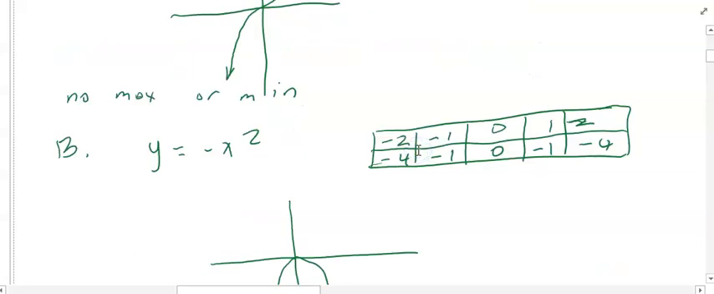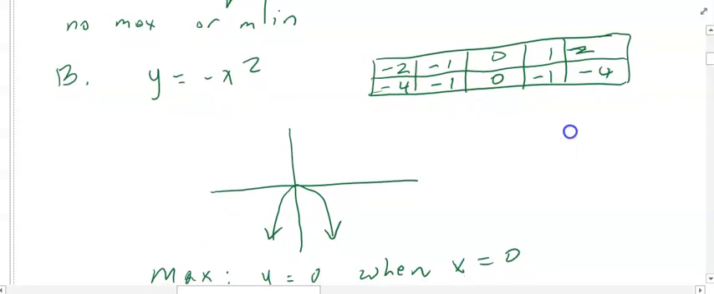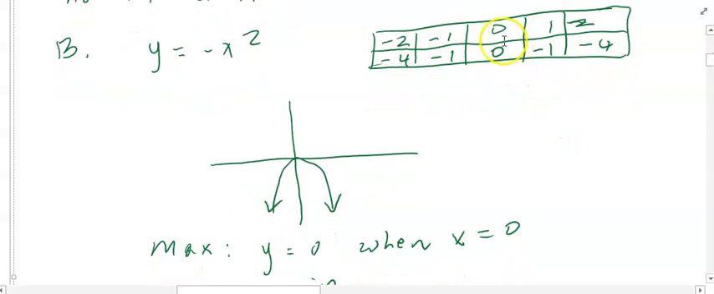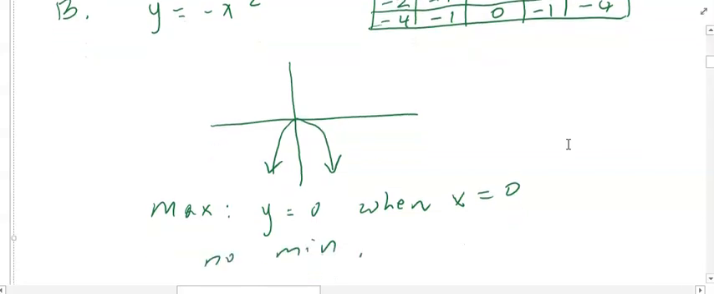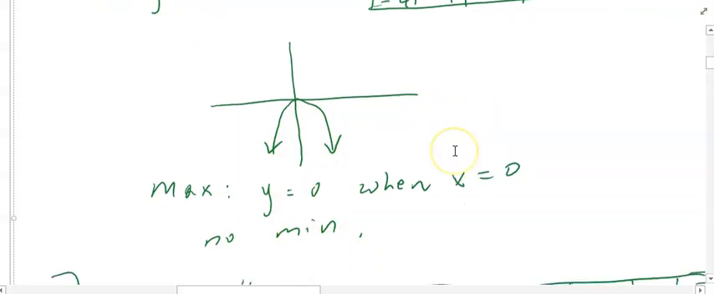For the second problem, part B, y is equal to negative x squared. Again, you can make a table of values and sketch the graph. When you sketch the graph, it will look like a downward sloping parabola with a maximum point at 0, 0. In this case, we write max is at y equals 0 when x equals 0. Here we have no minimum, or there's no absolute minimum on this function.